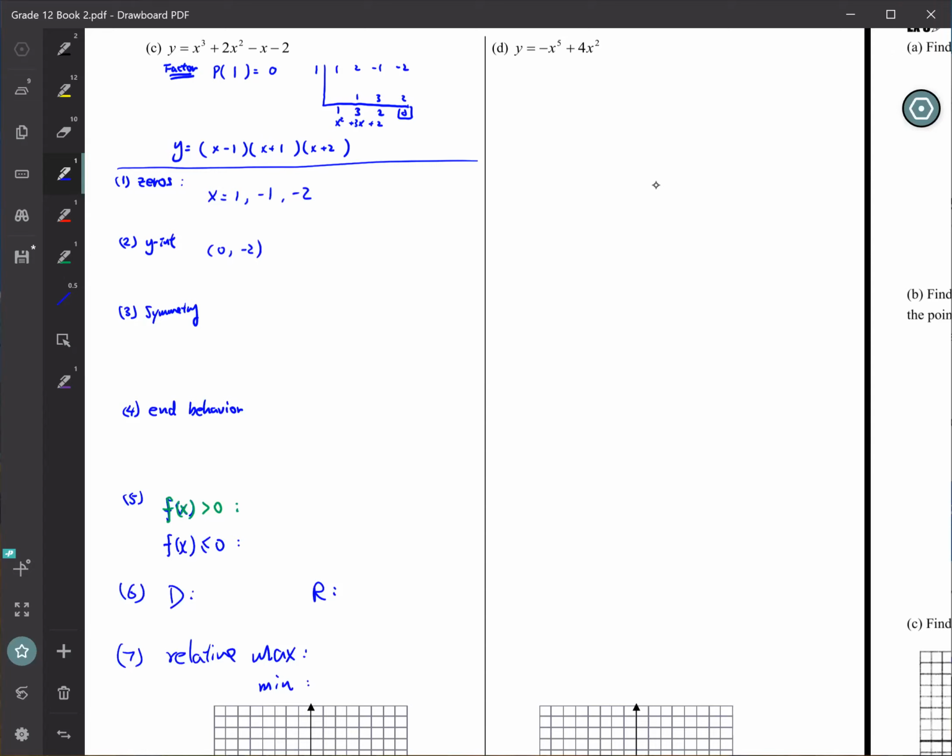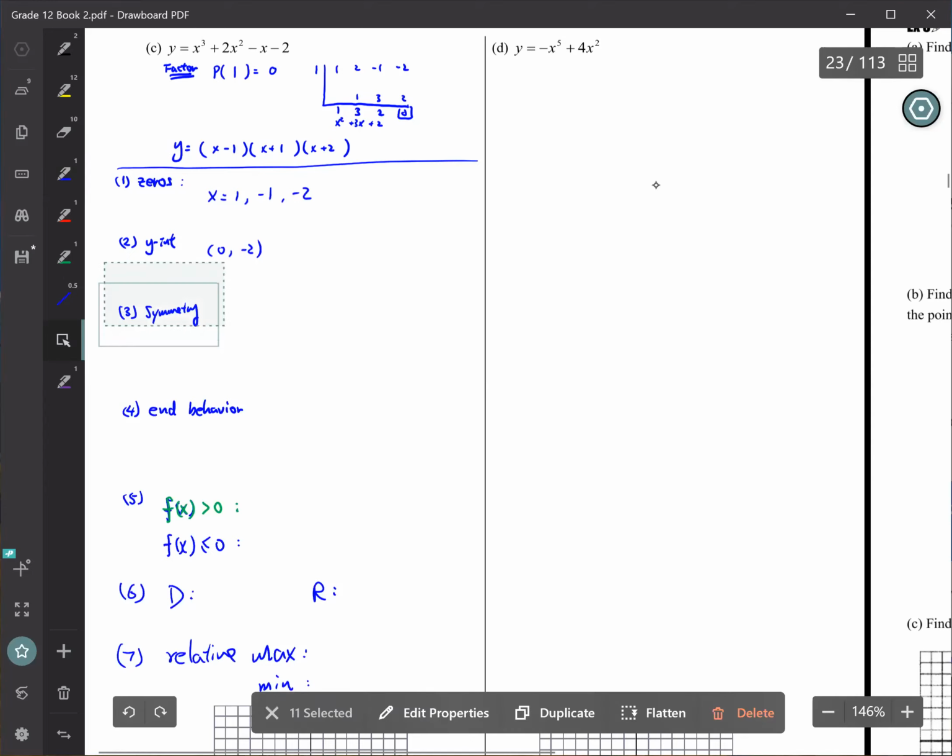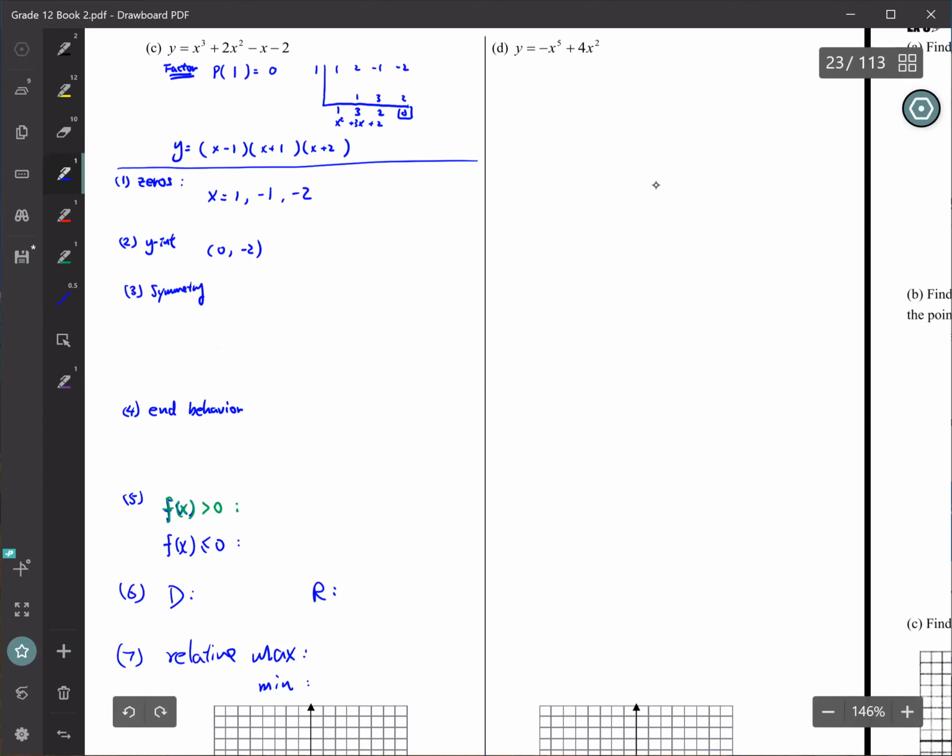Now a little bit harder is the symmetry. Cindy, what do you have for the symmetry? I think it's over y-axis. You think it's over y-axis? Okay, let's check that. If it's over y-axis, it means if you sub in negative x, it should look the same as before, right, Cindy? Yeah. Okay, let's try that.